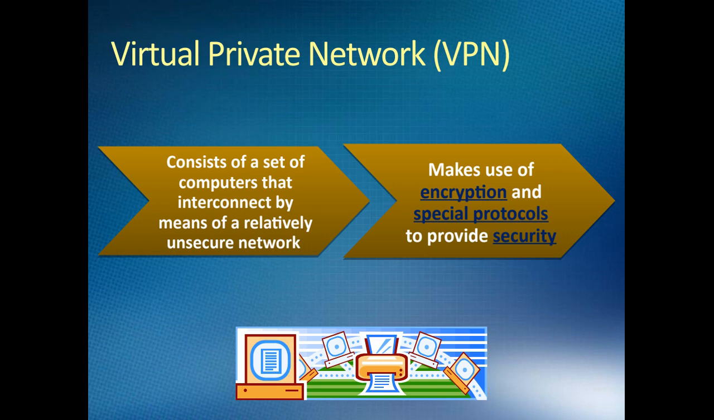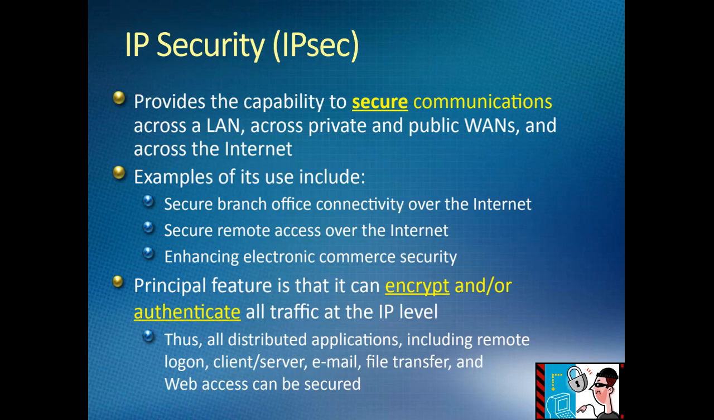VPN, now we talk about VPN. VPN is used to secure the internet connection because internet by itself is not secure. It consists of a set of computers that interconnect by means of relatively unsecure network. Then we make use of VPN, encryption, and special control protocols to provide security. It uses IP security protocols, IPsec. It provides this capability to secure communications across a LAN or private and public WANs and across the internet.